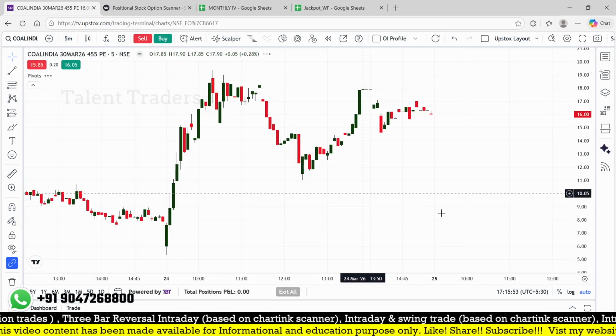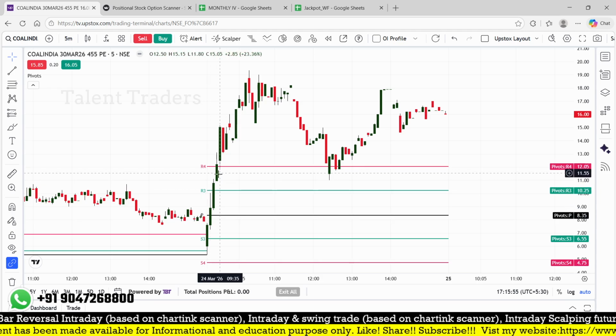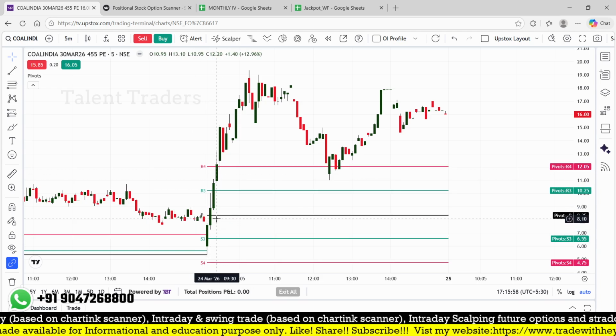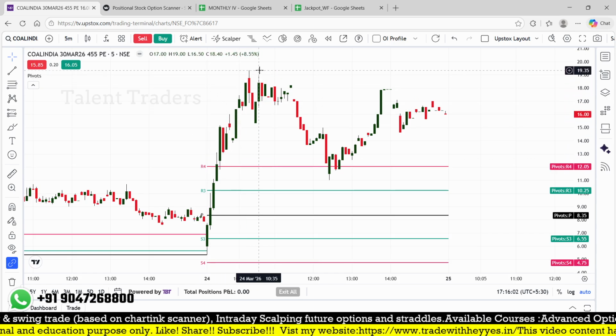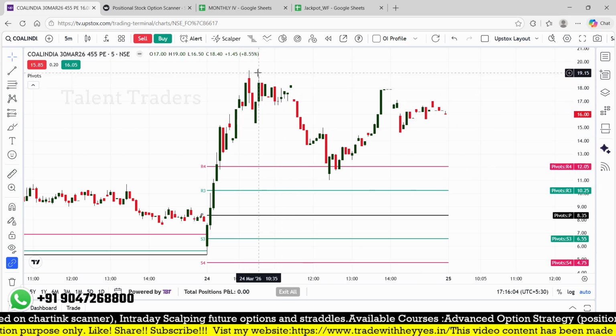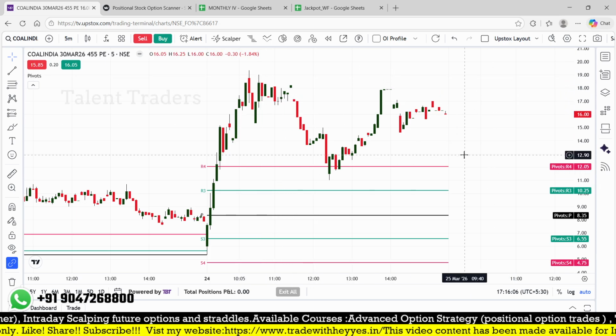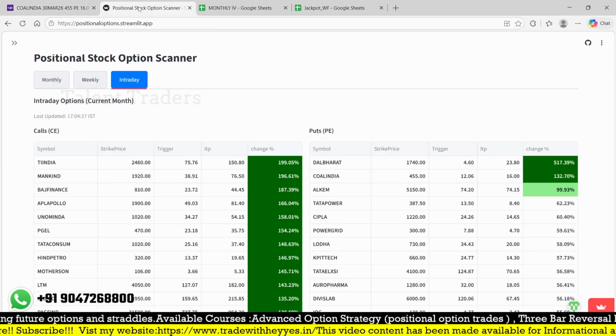Let me check the put option. Yeah, this is a perfect R4 breakout at this point. So the first three candles are inside and the fourth candle gives the breakout, and then it moves from 12 to 19. Maybe a quick intraday opportunity which we can find with the scanner.